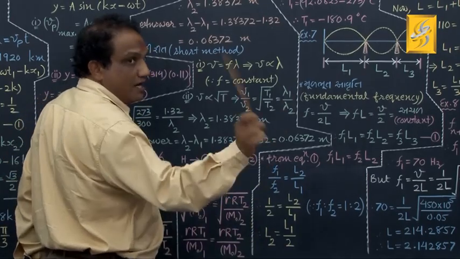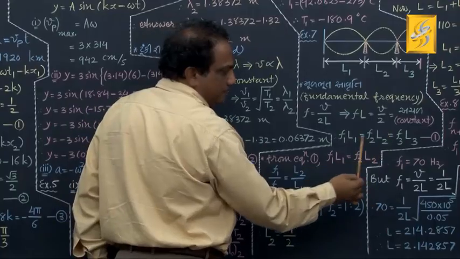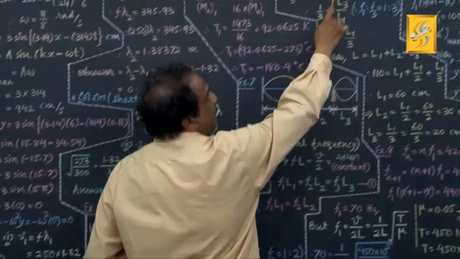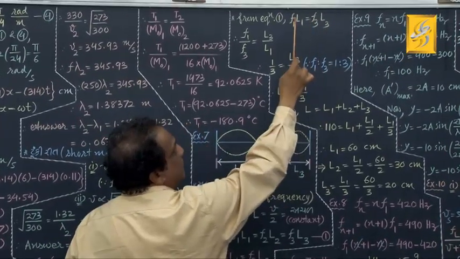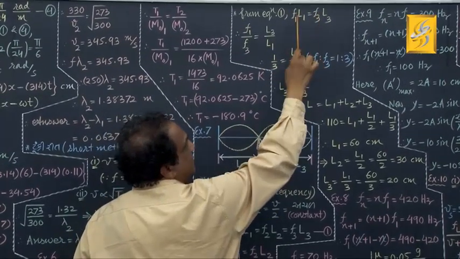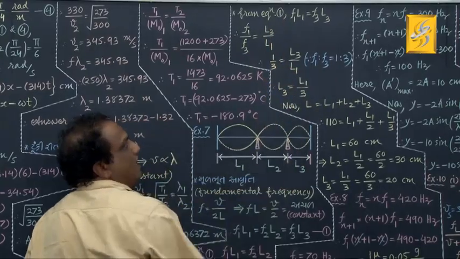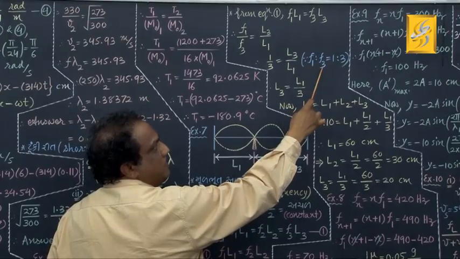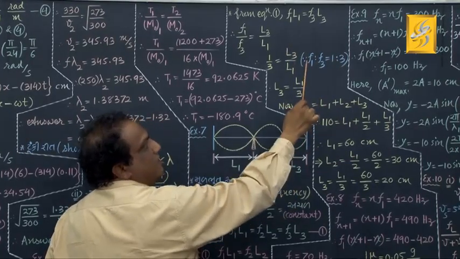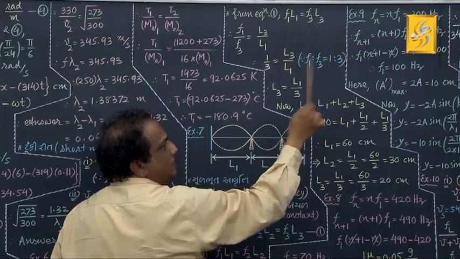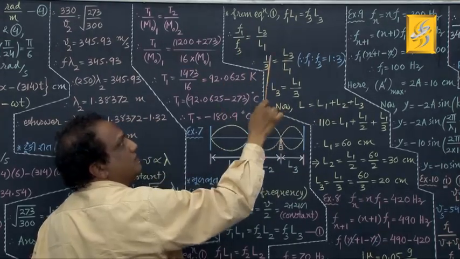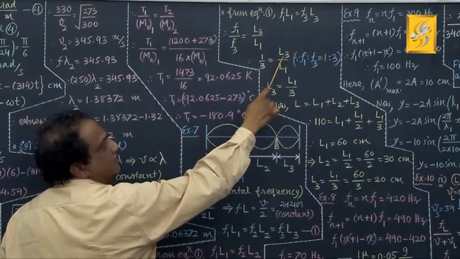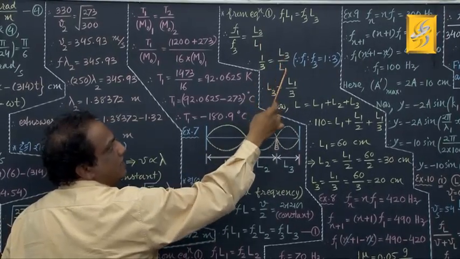Leave it. And now pick up this part. This equals this, correct? So F1 L1 equals F3 L3. Find F1 upon F3. It will be L3 upon L1. Now they have given in the statement the proportion F1 is to F3 is 1 is to 3. Meaning thereby F1 upon F3 will be 1 upon 3. The right hand side as it is. Find L3. It will be L1 upon 3.